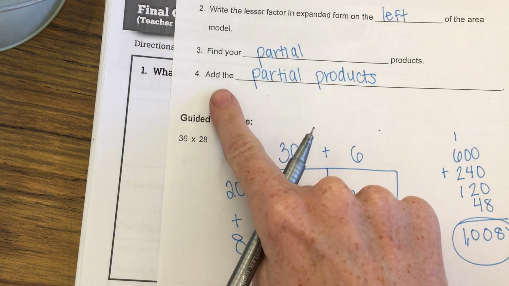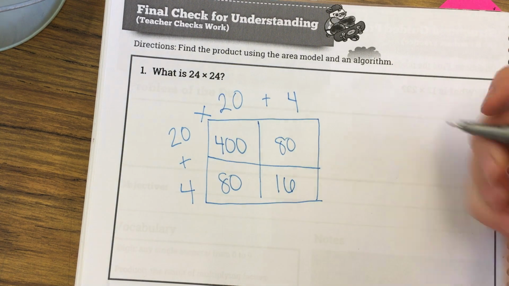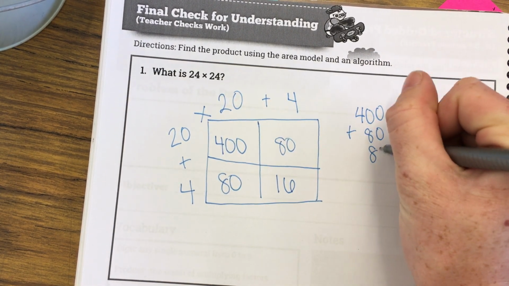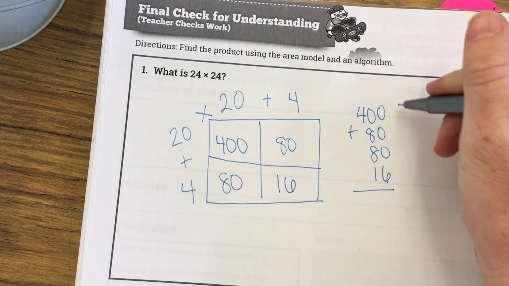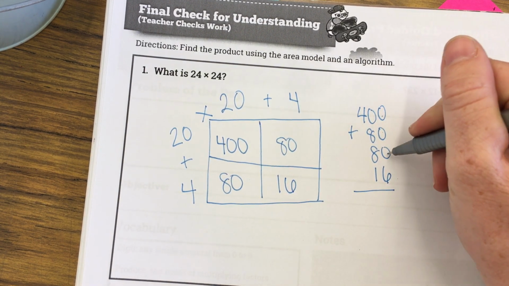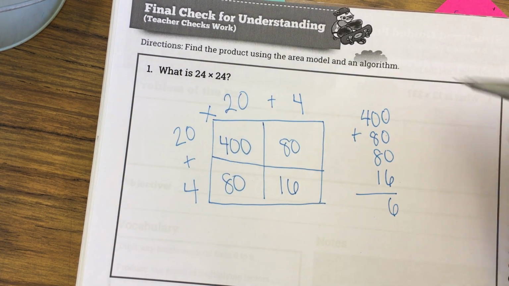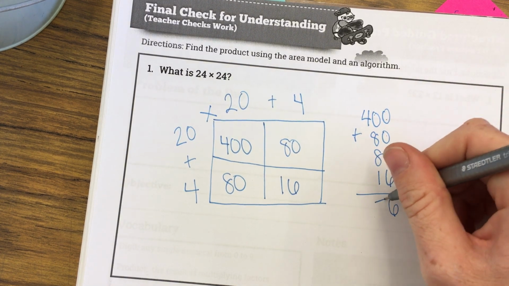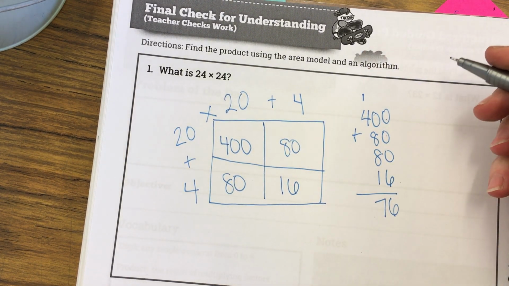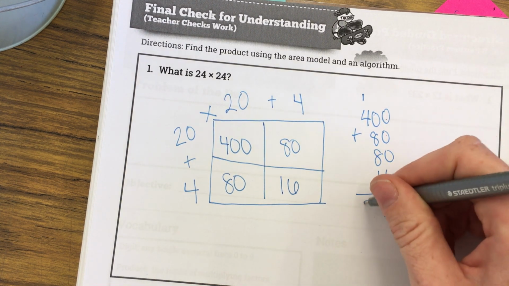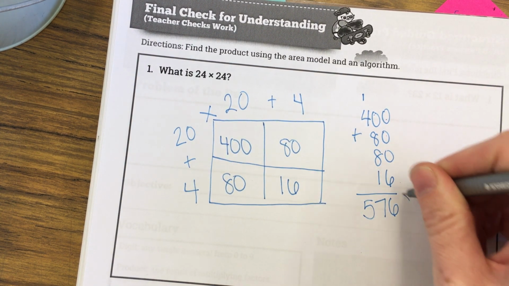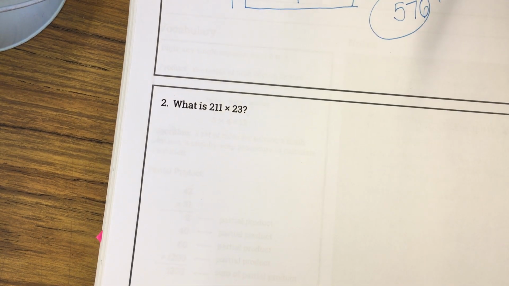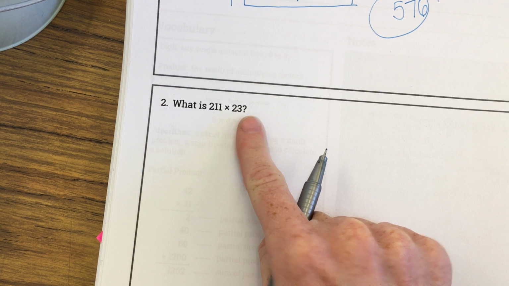My next step is to add the partial products. So I have 400 plus 80 plus 80 plus 16. I start in my ones place. 0 plus 0 plus 0 plus 6 is 6. Move to my tens place. 0 plus 8 plus 8 plus 7 is 17. I carry my 1, and I have 1 plus 4 is 5. So my answer to this problem is 576.